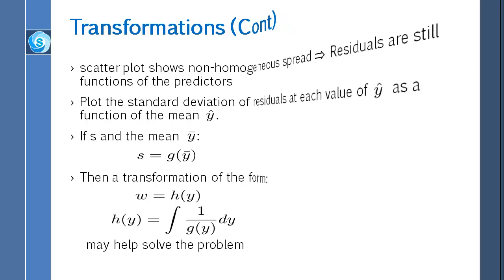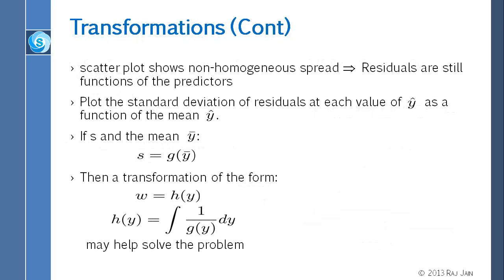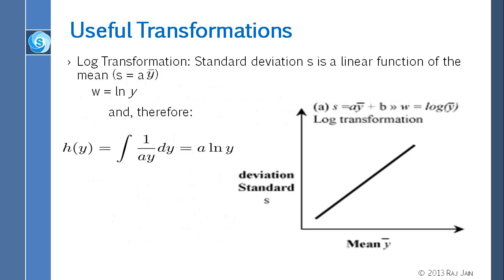Okay, so let's take an example here. Let's say we plot and find out that the standard deviation of the errors is a linear function of y bar. It goes up linearly. So in that case, g is simply a times y. Remember this formula: standard deviation is g of y bar, right? So it is 1 upon a y, and then you take the integral, which comes out to be a log y. If you do a log y, that will make the standard deviation constant. It will not be a function of y bar anymore.